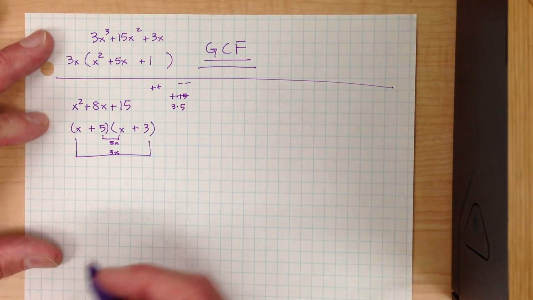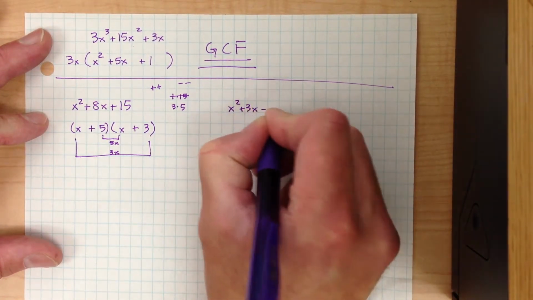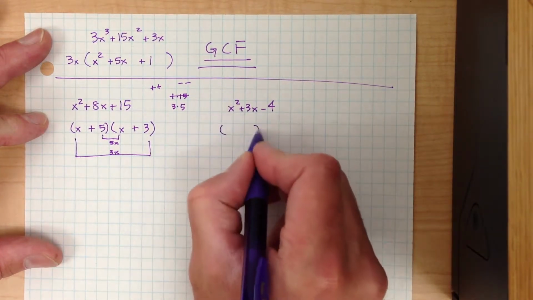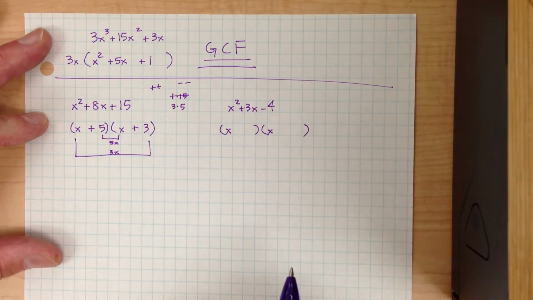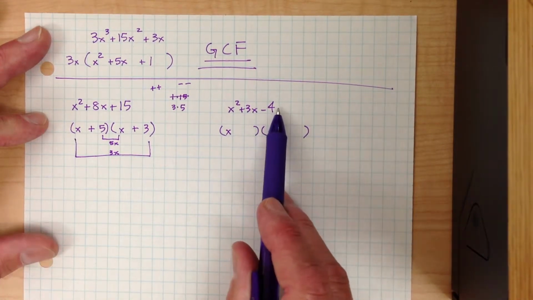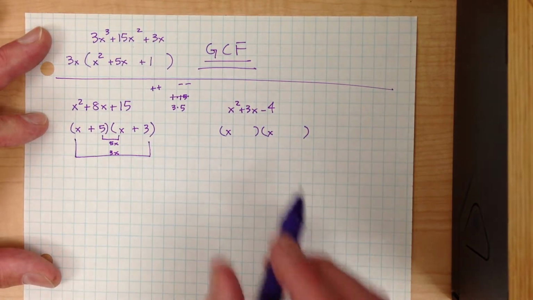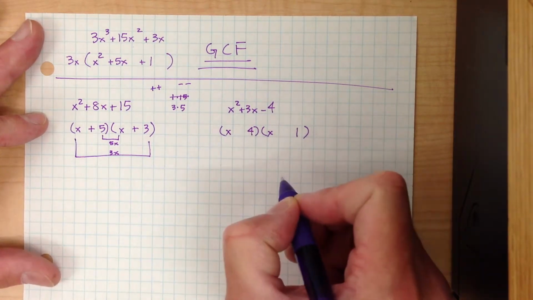Let's look at another example. Let's look at x squared plus 3x minus 4. Okay, we have an x squared up front, so the way we're going to get that x squared is by having an x and an x. Now we are looking for the factors of 4 that when we combine them we get 3. So 2 and 2 wouldn't work. We're going to be using the factors 4 and 1. Now it's a matter of getting our signs correct.